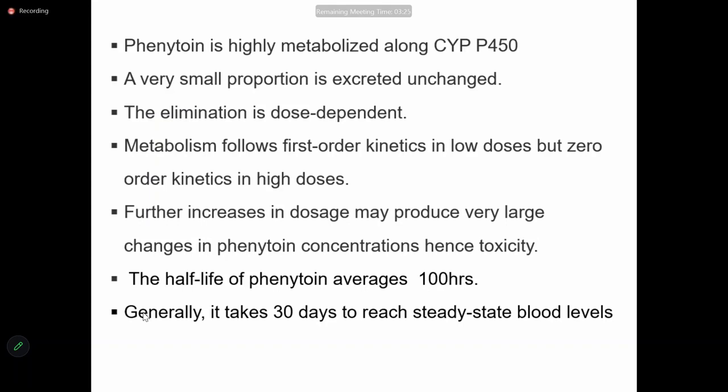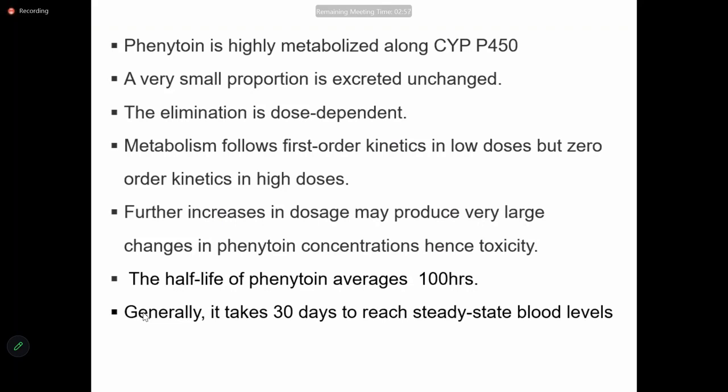The metabolism of this drug follows what we call first-order kinetics when in low doses. First order means it is a linear line. But in high doses, it follows what we call zero-order kinetics. Zero-order kinetics means you cannot determine the serum levels based on the dose. A very small increase in the dose can lead to a very major increase in serum.